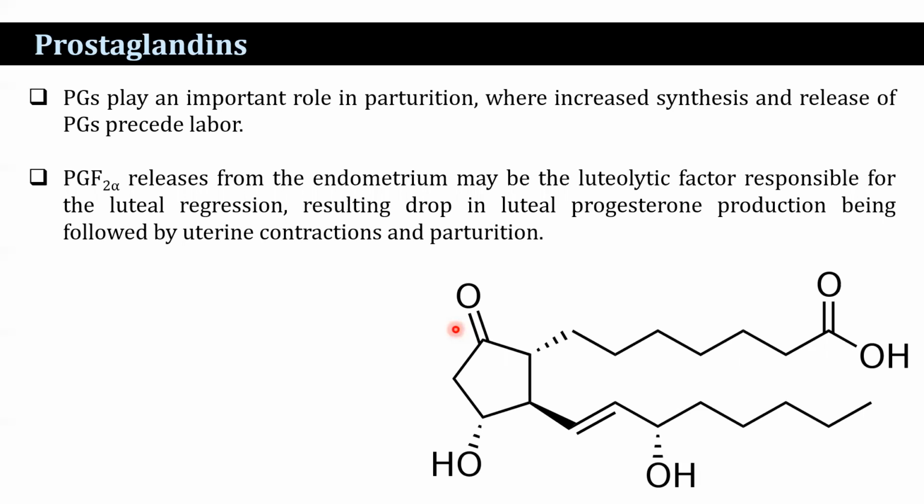Prostaglandins play an important role in parturition, where increased synthesis and release of prostaglandin precede labor. Prostaglandin F2 alpha released from the endometrium may be the luteolytic factor responsible for luteal regression, resulting in a drop in luteal progesterone production, that being followed by uterine contraction and parturition.